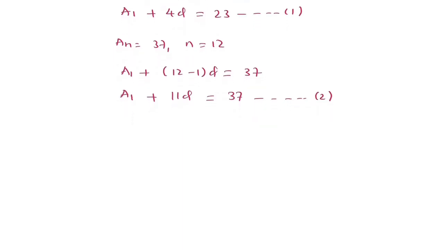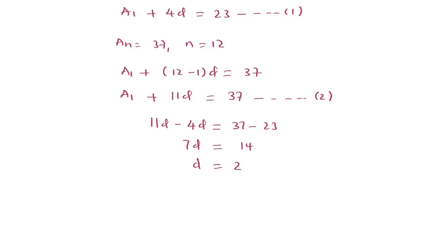Now we have two simultaneous equations. Next, let us take equation number 2 minus equation number 1. So our equation is going to be 11d minus 4d equals 37 minus 23. Solving this, we have 7d equals 14. Now let us divide by 7 on both sides. Our equation is going to be d equals 2.